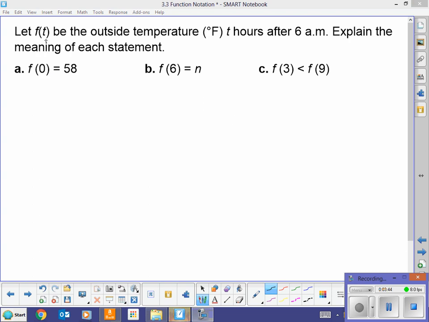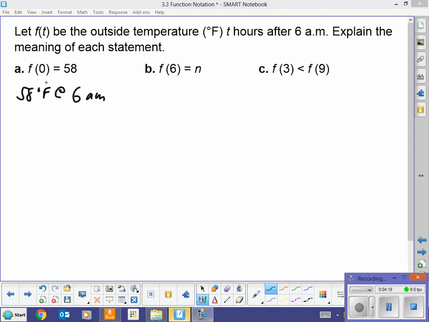The next example, let f of t be the outside temperature in degrees Fahrenheit, t hours after 6 a.m. Okay, so 6 a.m. is kind of like our 0 hour, and then t hours is the number of hours after 6 o'clock. Explain the meaning of each statement. So f of 0 equals 58. Well, the meaning here is what? It's 58 degrees at 6 a.m. because it's 0 hours from 6 a.m.